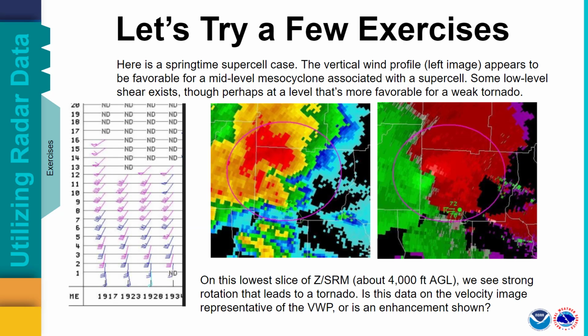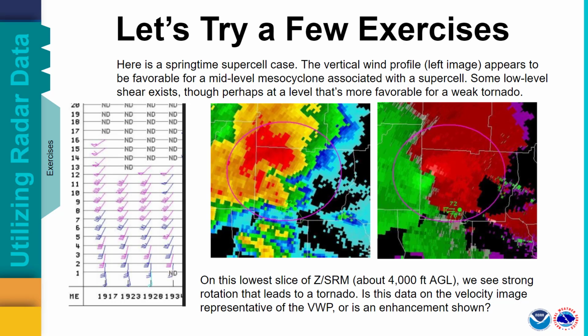Let's try a quick springtime supercell case. The vertical wind profile shown to the left appears to be favorable for a mid-level mesocyclone associated with a supercell. Some low-level shear exists, though perhaps at a level that's more favorable for a weaker tornado. On this lowest slice of reflectivity and storm relative velocity, about 4,000 feet above the ground, we see strong rotation that leads to a tornado.